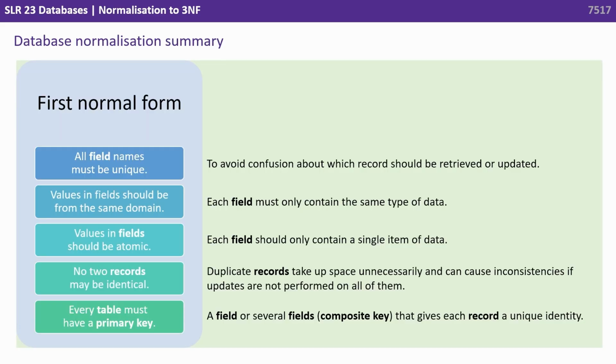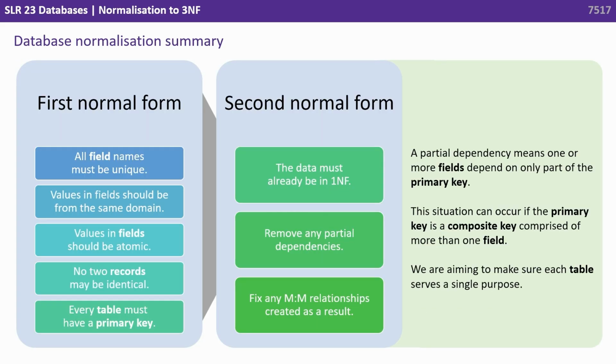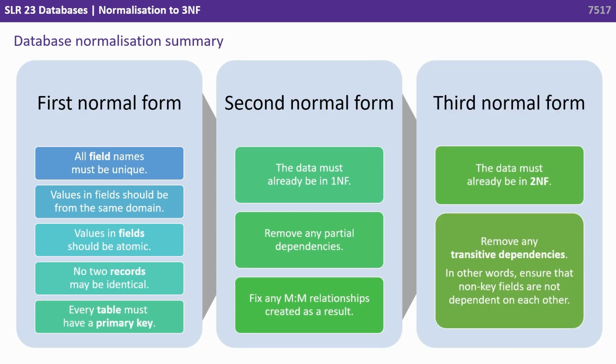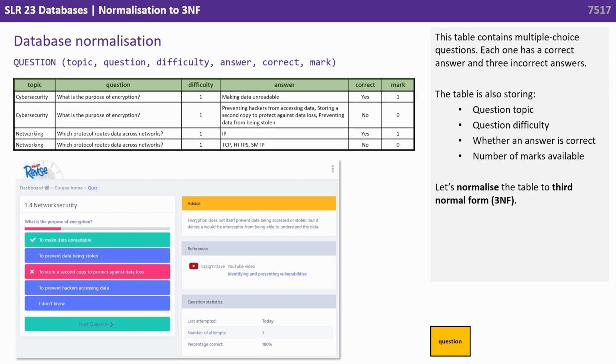So here on the screen is a quick recap of how to get your tables from first, second to third normal form. You might like to pause the video and take some notes. So let's look at another example. This table contains multiple choice questions. Each one has a correct answer and 3 incorrect answers. The table is also storing the question topic, the question difficulty, whether an answer is correct, and the number of marks available. Let's normalise the table to third normal form.